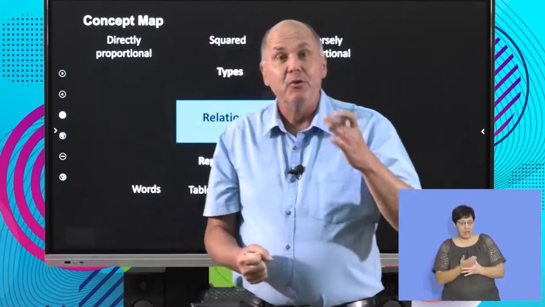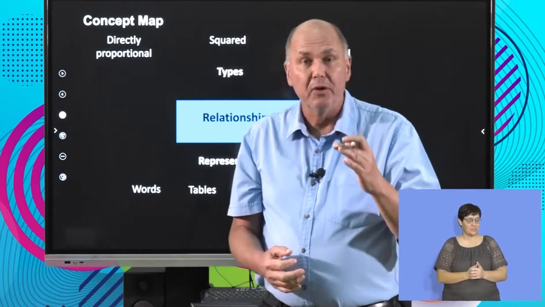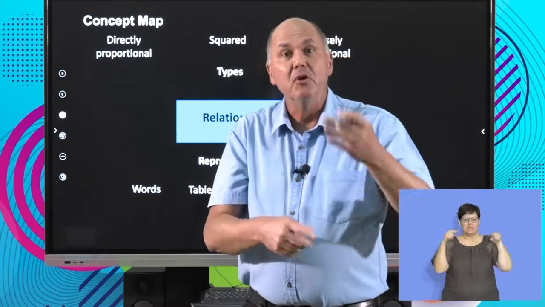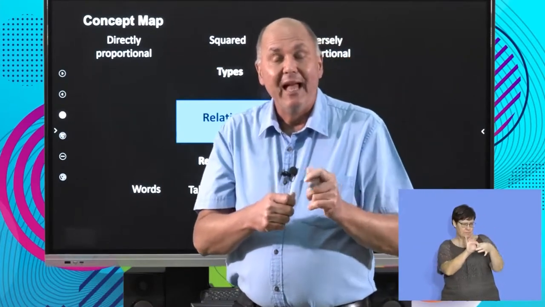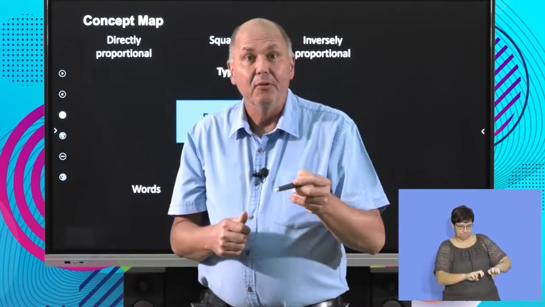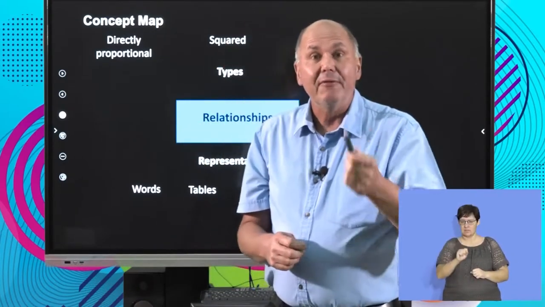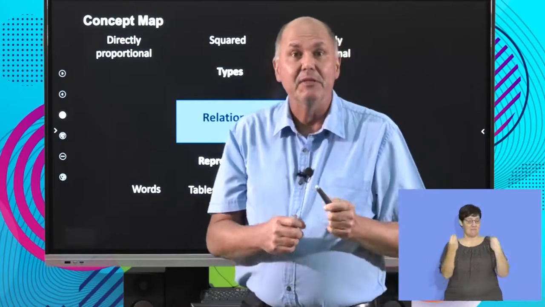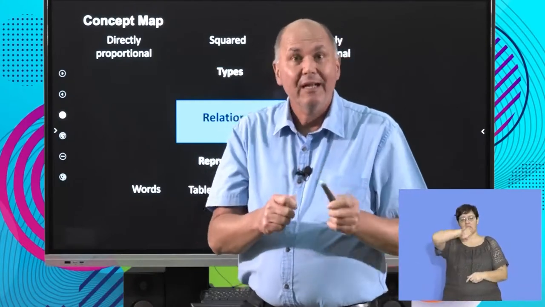Now, we've been talking about the directly proportional relationship. I want us to look at this in a little bit more detail and look at another example, one that we've seen before. In fact, it's a very famous experiment that was done by a man called James Hook. Let's go and have a look at it.